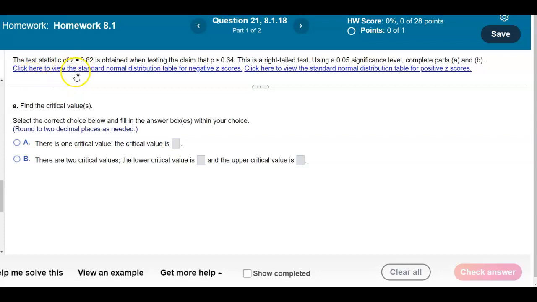The test statistic of z equals 0.82 is obtained when testing the claim that the population proportion is greater than 0.64. This is a right-tailed test, and we're going to use a 0.05 significance level, and then we're going to complete parts A and B. The first thing we want to do is find the critical value or values.